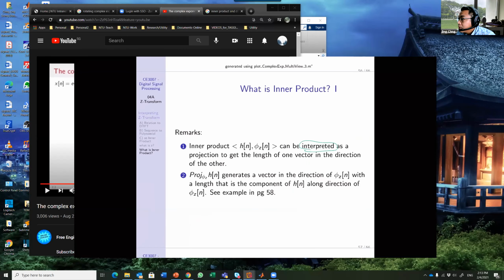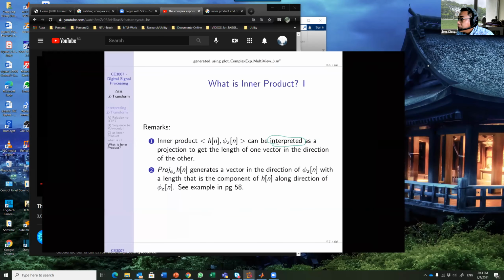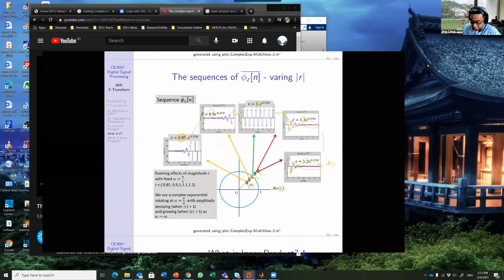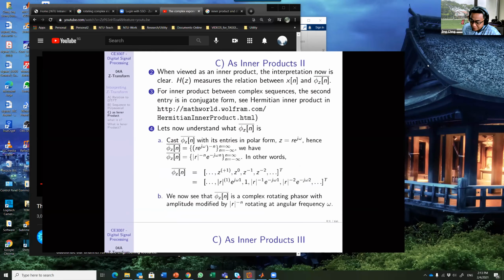Okay, wait. Wilbert asked a question. How do you convert the inner product into the summation of Hn times complex conjugate? The definition of inner product is a vector. In this example, it's a vector multiplying by another vector. That's the inner product. Okay? And here, we are going to use the complex conjugate. Okay, let's not go there yet. The explanation you can find in this discussion here.